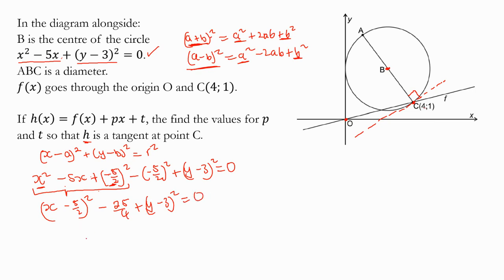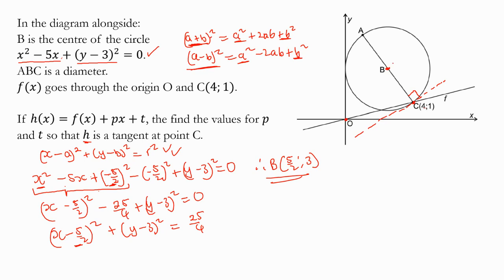Let's rearrange so that this one comes to this side. So it becomes (x minus 5 over 2) squared plus (y minus 3) squared is equal to 25 over 4. You see that now it is in this form. So now we can say the coordinates of B. Therefore, the coordinates of B are 5 over 2 and 3. Remember that. The x coordinate is 5 over 2, the y coordinate is 3.